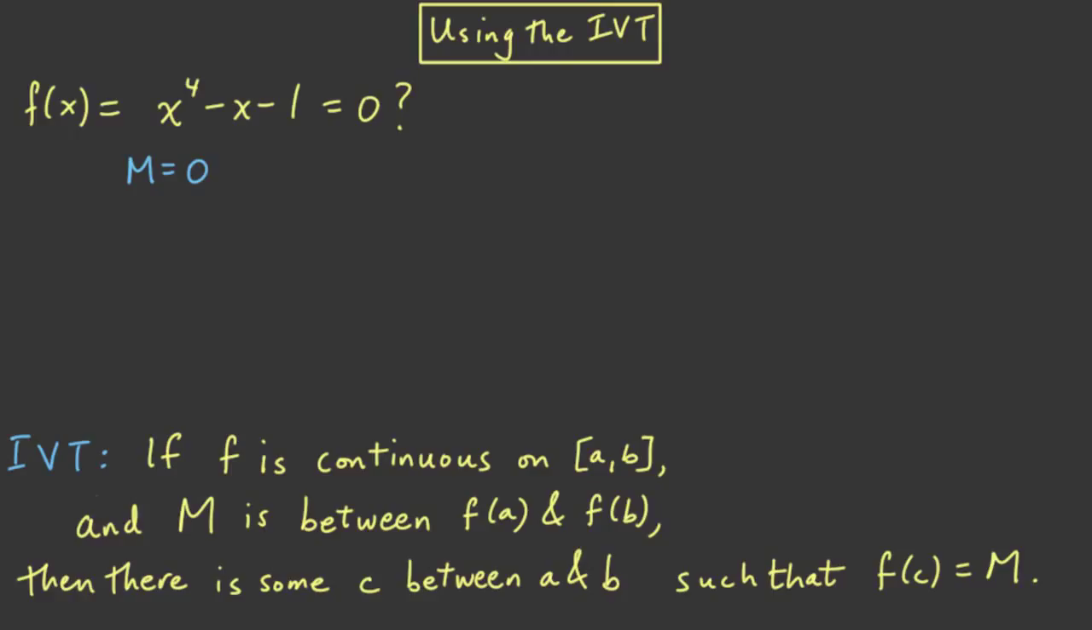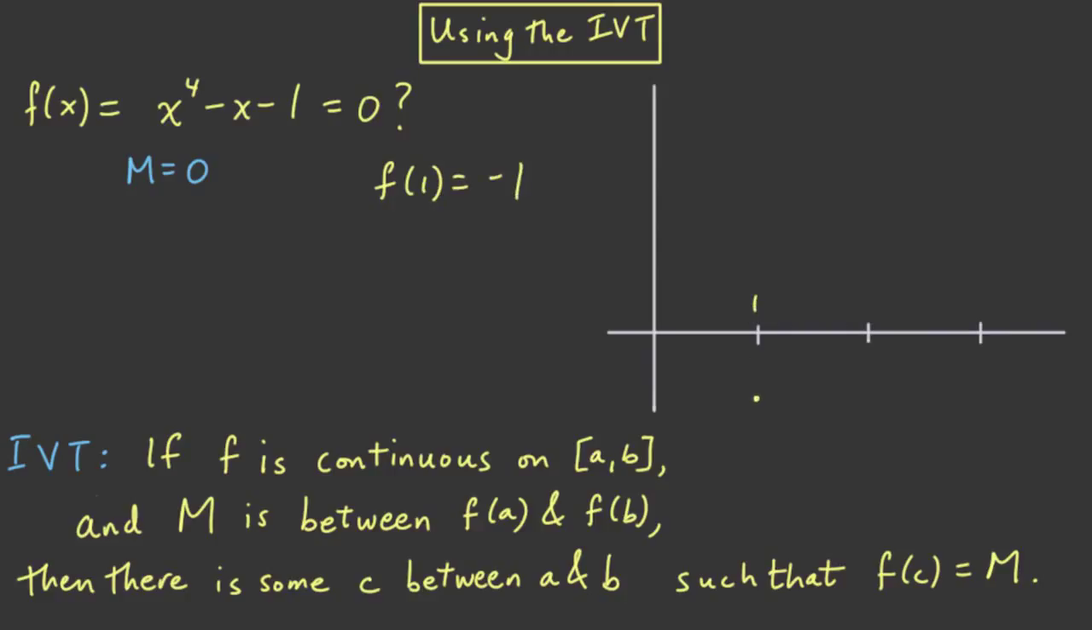So let's just plug in some stuff, and I'm going to graph it so that we have a good picture. We can start with f of 1, and that's going to equal minus 1, and that's down here. And we could try f of 3, and that's 81 minus 3 minus 1 is 77, so that's way up here. And then 0, the x-axis, is in between where f of 1 is and where f of 3 is. And therefore, by the intermediate value theorem, there is at least one place where the graph of f will intersect this x-axis. So we definitely have at least one root.